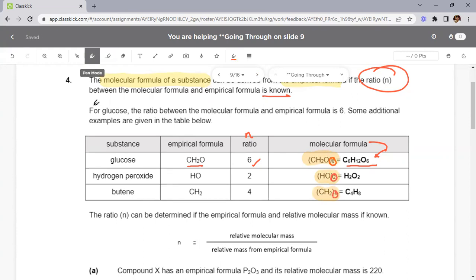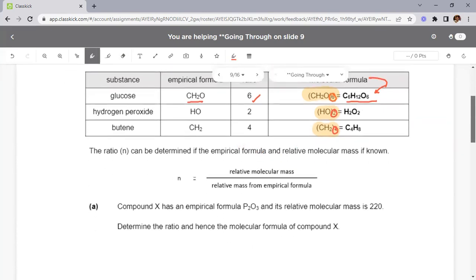The working itself is important because it's very funny to write this. Can you imagine you write CH2 4 times equals C4H8? This is not how you go about doing the working. This is the wrong working. So please don't write it like that. See how I go about doing the working over here. So the ratio n can be determined.